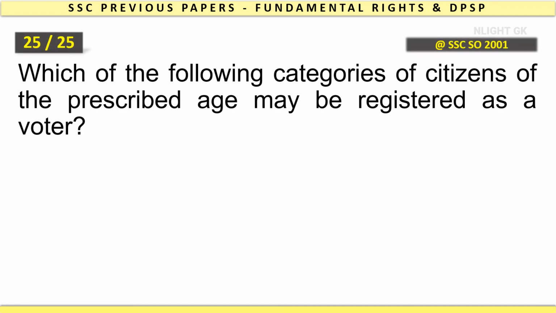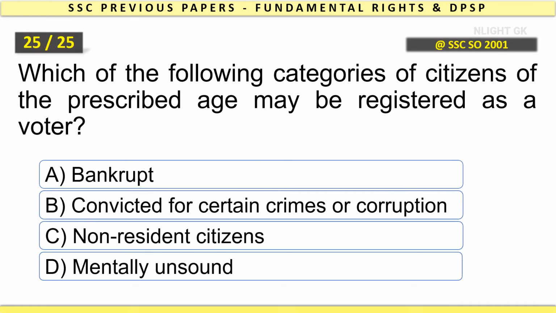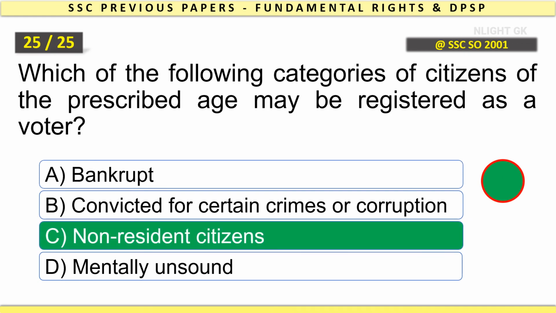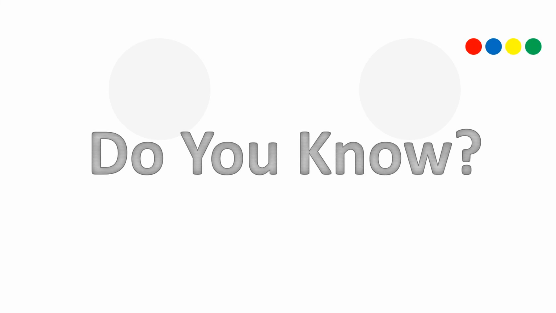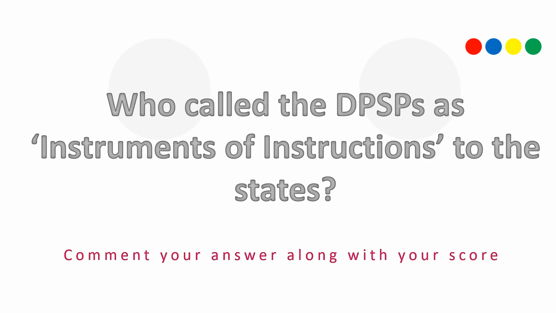Which of the following categories of citizens of the prescribed age may be registered as a voter? Non-resident citizens. Who called the DPSPs as instruments of instructions to the states?